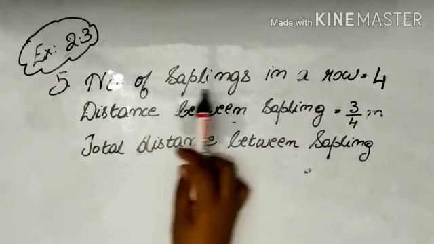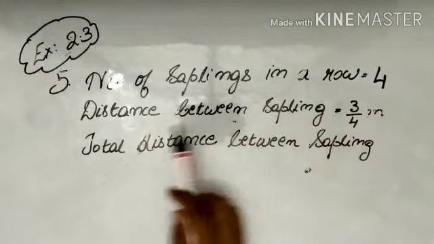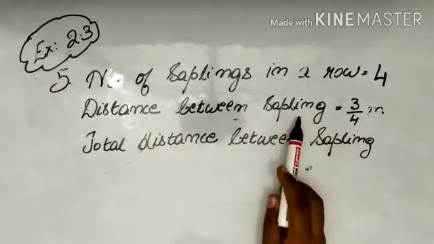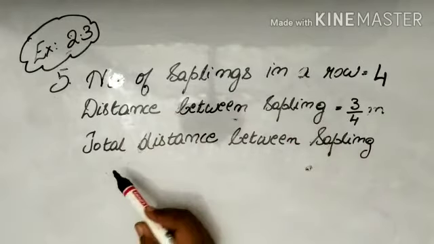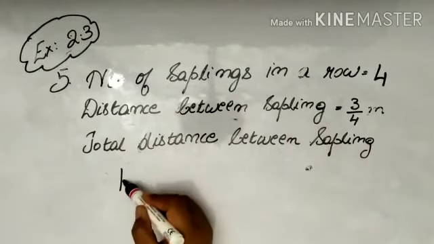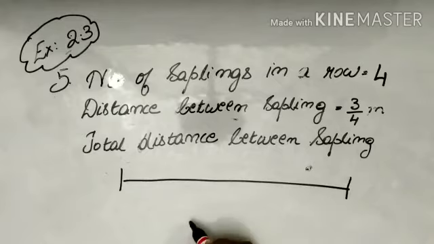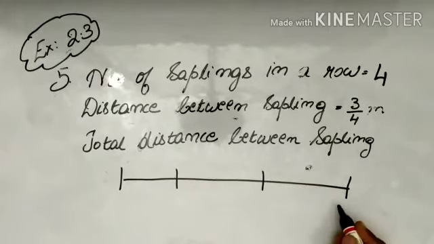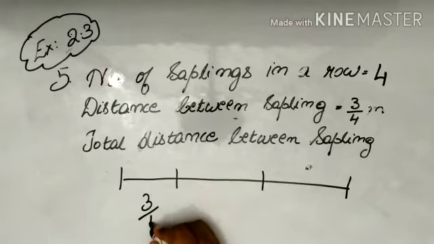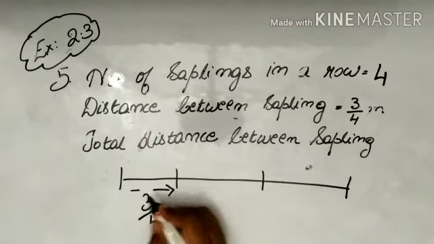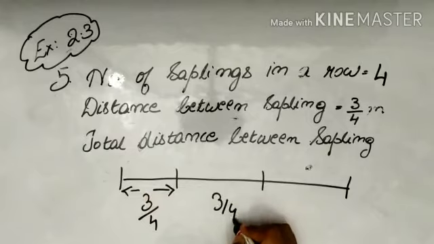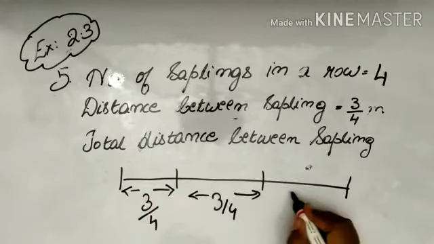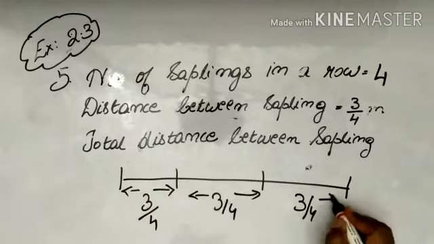So here it says number of saplings in a row is equal to 4. Distance between saplings is 3 by 4. Now you have to find, for example, here is the explanation. Now you have 4 saplings. 1, 2, 3, 4. And the distance is 3 by 4, right? So this will also be 3 by 4. And this will also be 3 by 4.